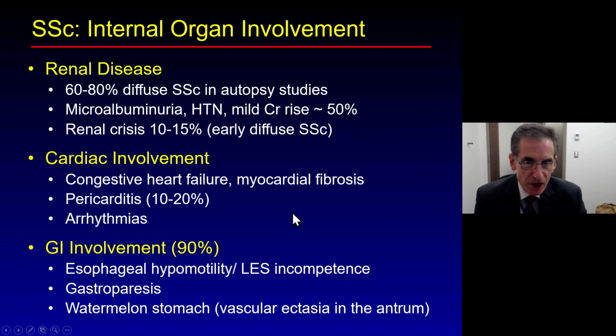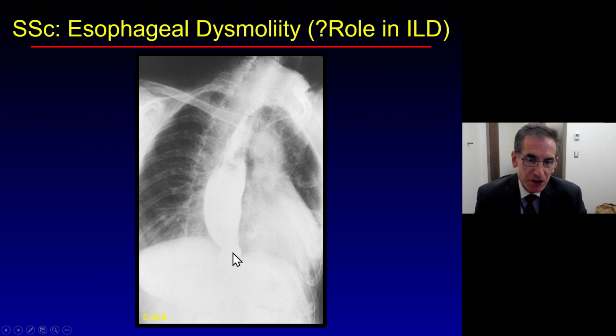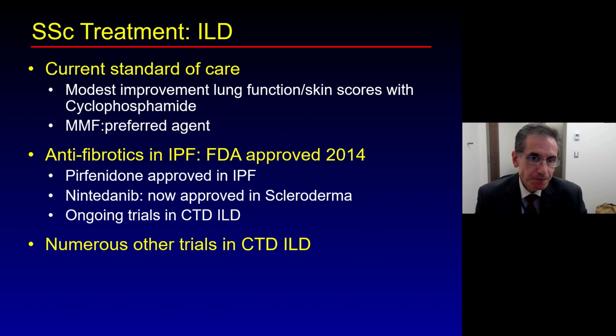Cardiac involvement can occur in a number of patients, which can include congestive heart failure, myocarditis, and pericarditis. And GI involvement is extremely common, with GI involvement involving the esophagus, gastroparesis, and vascular ectasia in the antrum of the stomach. This is interstitial lung disease, showing this reticular and ground glass appearance in the parenchyma. And this is esophageal dysmotility, which is common in patients with Scleroderma.